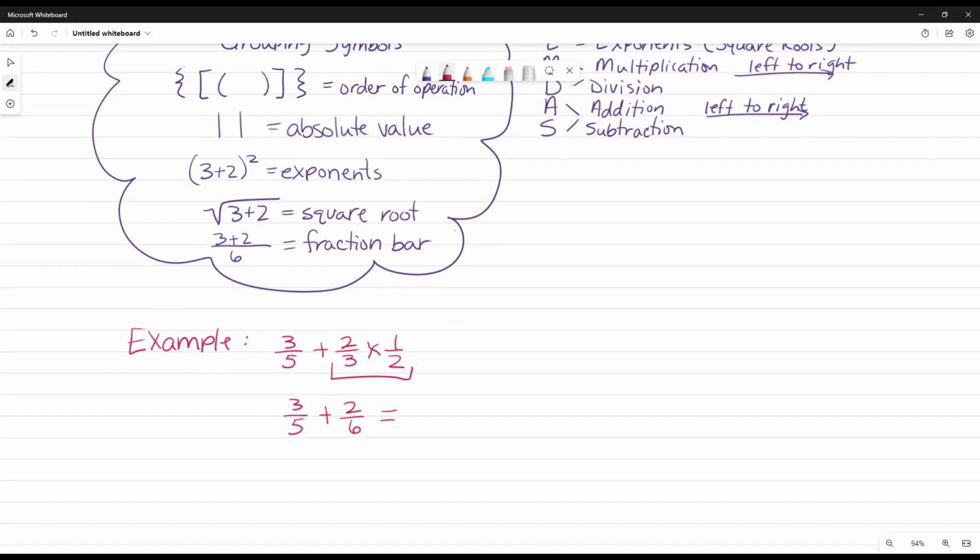So 5 times 6 is 30, 3 times 6 is 18, 6 times 5 is 30, 2 times 5 is 10. And so we end up with 28/30. And then what do we always do? Wait, hold on. Oh, yes. We always reduce. So I can divide these by 2, and I get 14/15.